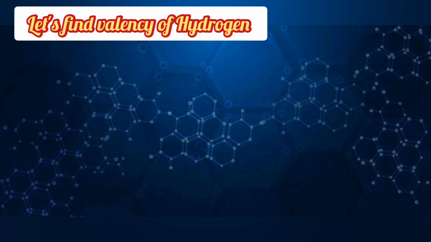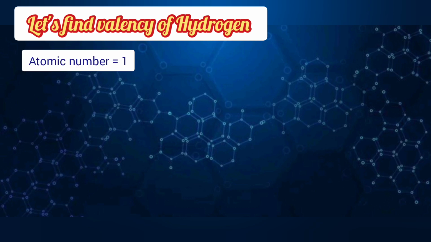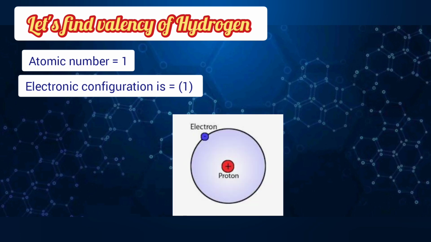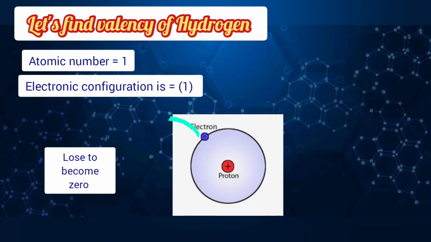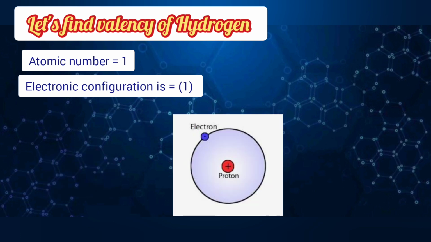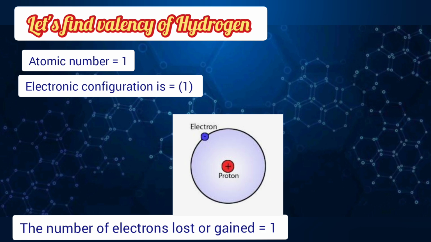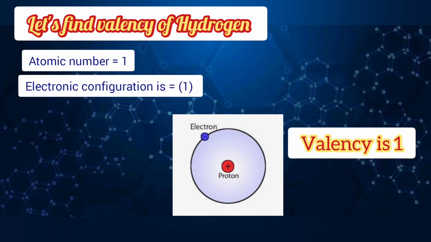So let us start with hydrogen. Hydrogen, the atomic number is 1, so the configuration is 1. So in order to get stable, it would either lose its electron in the outermost orbit or it may gain one electron. So it is either losing one or gaining one, but the number of electrons that it loses or gains remains 1. So the valency is again 1.